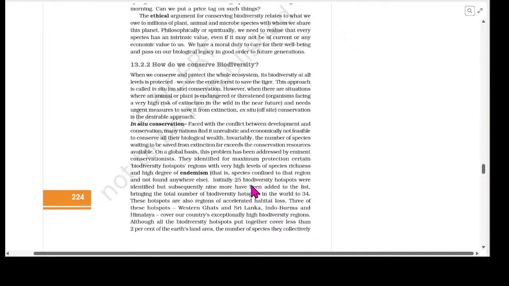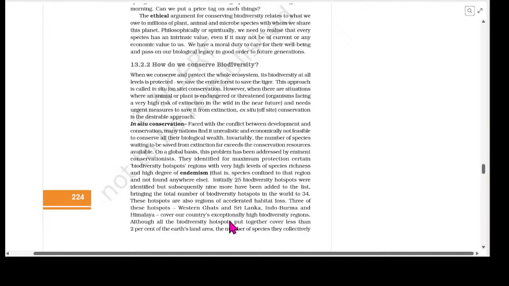Initially, 25 biodiversity hotspots were identified, but subsequently 9 more have been added to the list, bringing the total number of biodiversity hotspots in the world to 34. These hotspots are also regions of accelerated habitat loss. Three of these hotspots, which include Western Ghats and Sri Lanka, Indo-Burma and Himalaya, cover our country's exceptionally high biodiversity regions.